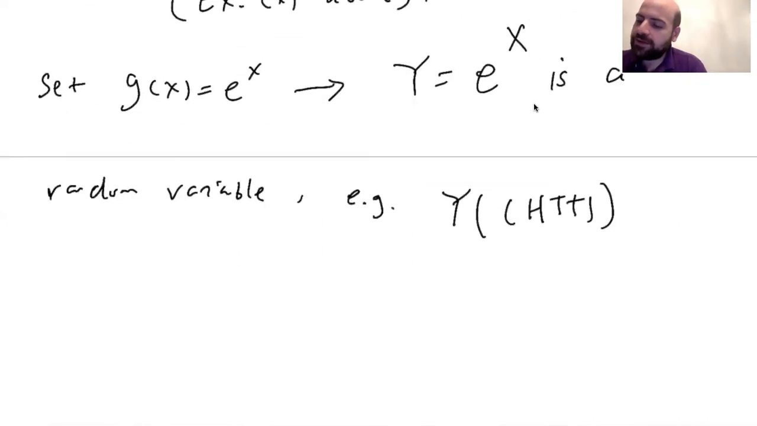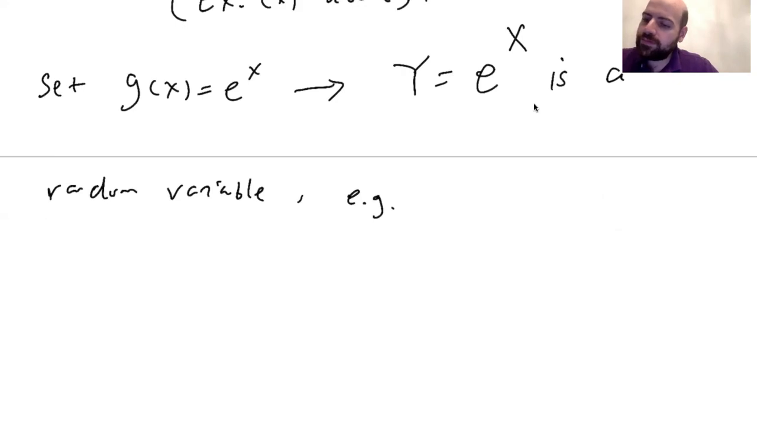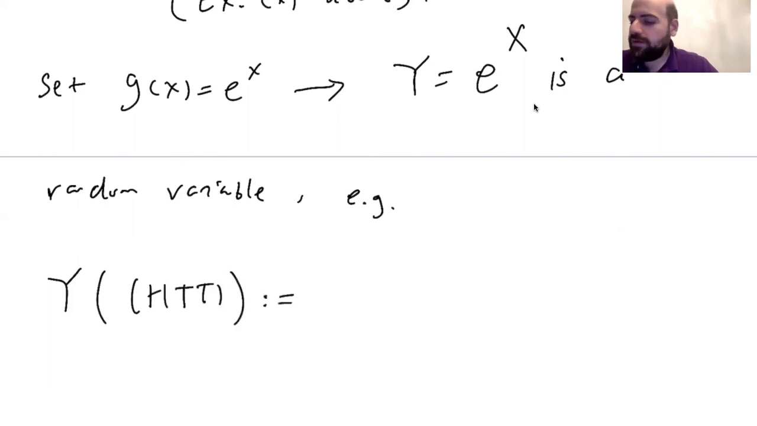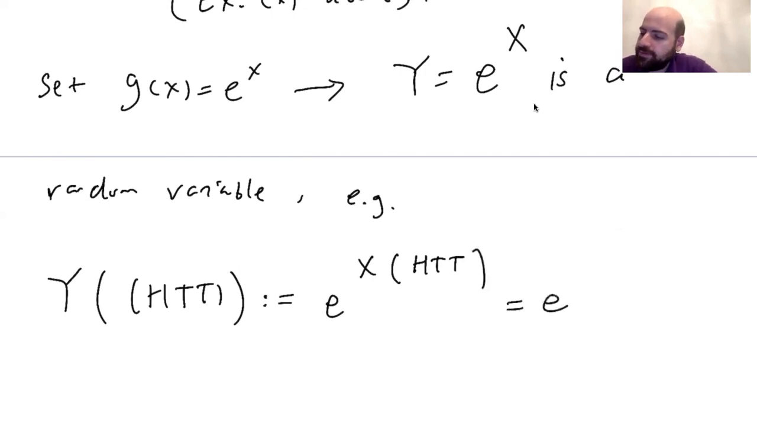So this is the way that capital Y of omega is defined. Here, for example, capital Y of HTT is defined to be e to the power capital X of HTT, and capital X of HTT is 2 times the number of heads, which is 1, so 2 times 1 plus 1 is 3, so e to the power 3.